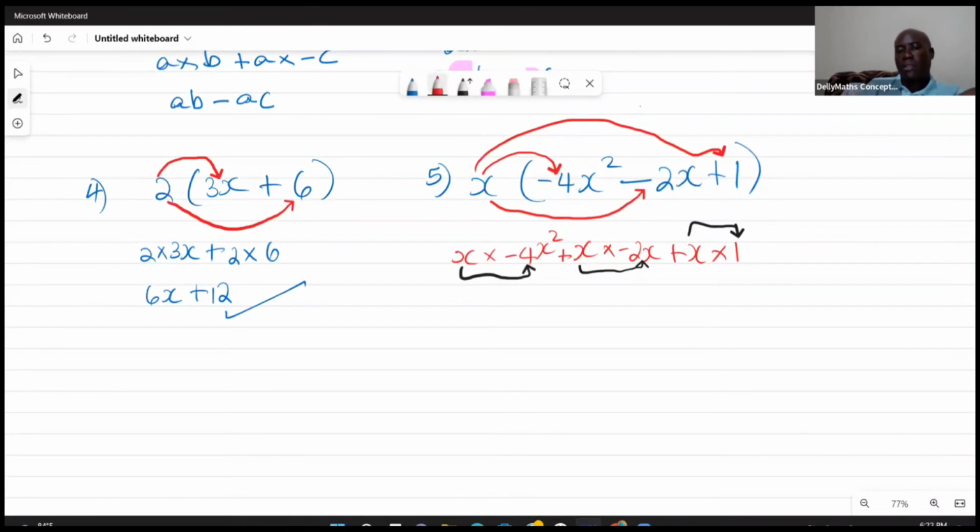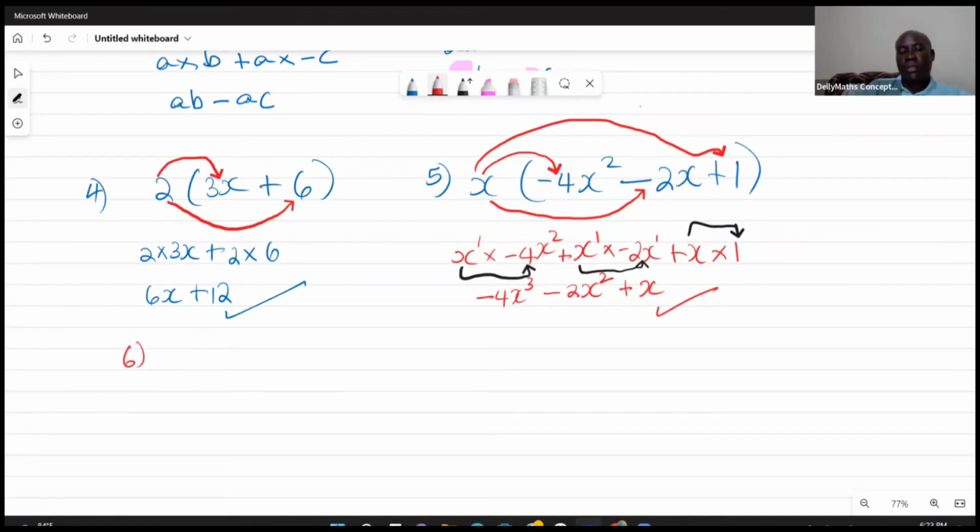Let's see. X times negative 4x squared. This is going to give us negative 4, but x raised to the third. Remember, when you multiply the same letters, you add their powers. So this is x to the 1 and then x to the 2. That's how we get the third. The next one is going to be negative 2, but the x will be raised to the second power. We're talking about x to the 1 here and x to the 1 there. Finally, x times 1 will just give me 1x, but the properly written thing is just x.